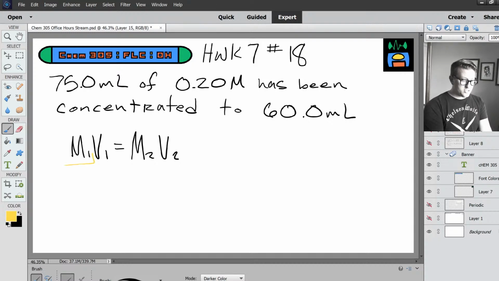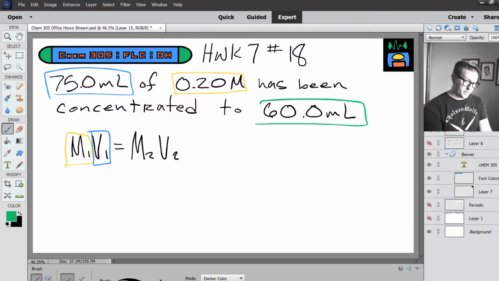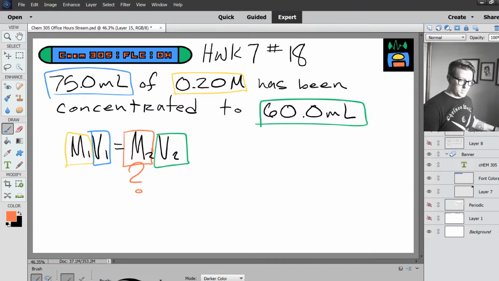So our initial molarity is here. Our initial volume was 75 milliliters, our final volume is that 60, and it's up to you to calculate your final concentration. So that is how you unlock 18.